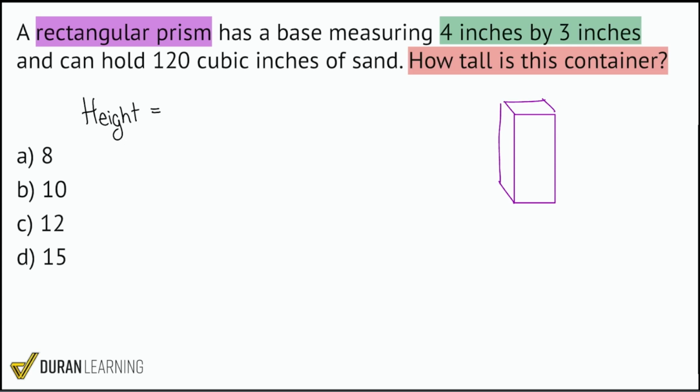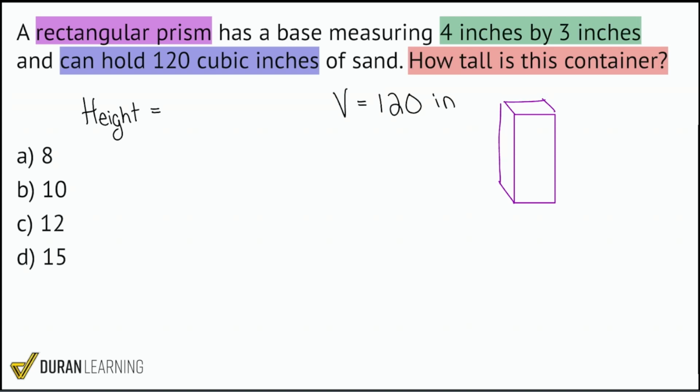Well, that's where the clue is right here. Let me go ahead and highlight this in blue. So it can hold 120 cubic inches of sand. 120 cubic inches, yeah, that's volume all the way. So we are given the volume as 120 cubic inches. Again, the key here is cubic units, cubic inches. We have the length as 4 inches. We have the width as 3 inches.